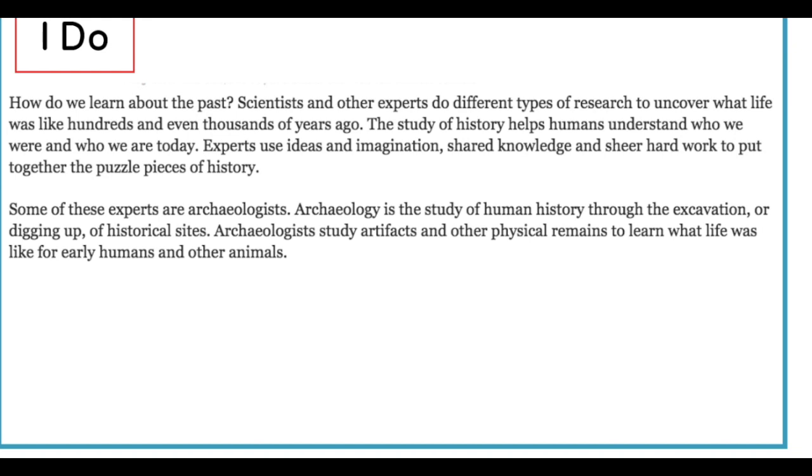However, archaeology is a known word. I taught it, so my clunk would be the word excavation. So let's go through the FixUp strategy. The first FixUp strategy is to reread the sentence with the clunk. Archaeology is the study of human history through the excavation or digging up of historical sites. And just like rereading the sentence, I see that excavation means digging up. And I'll add that to my learning log.